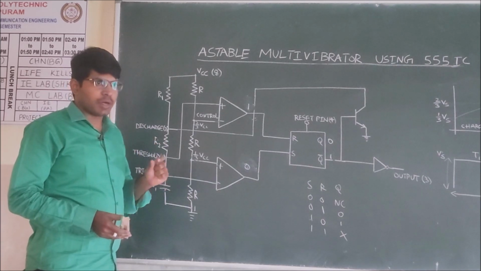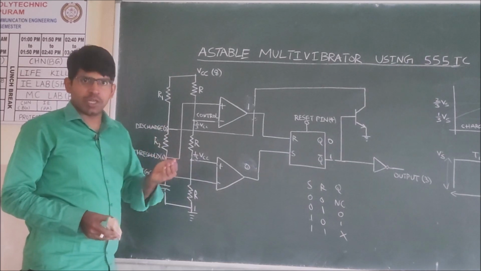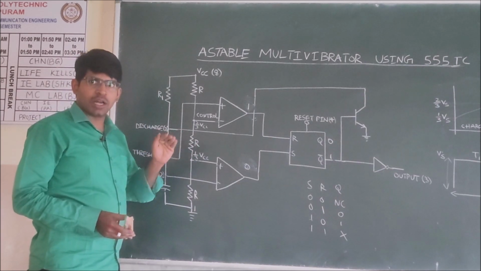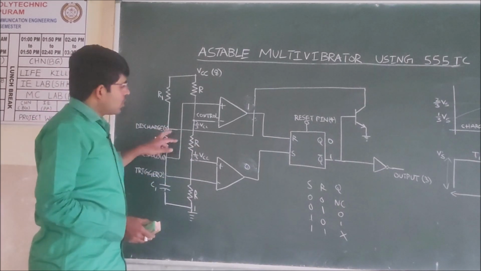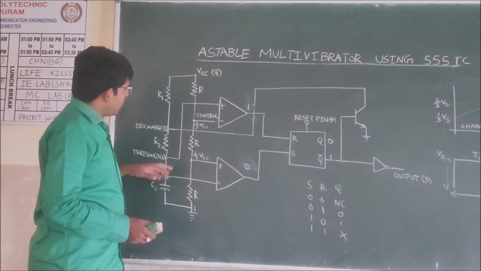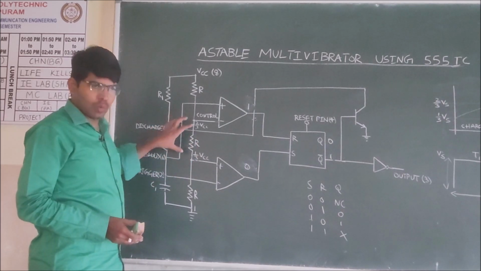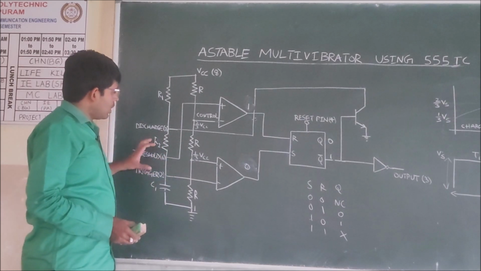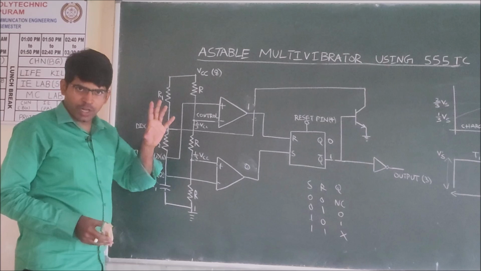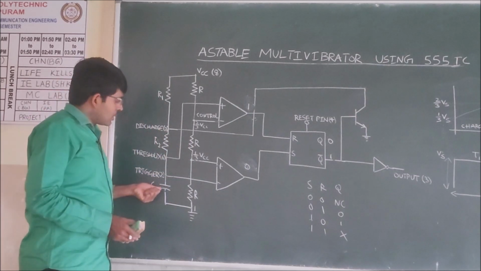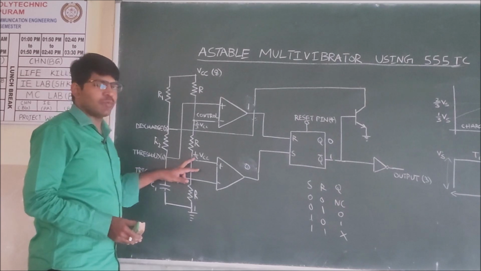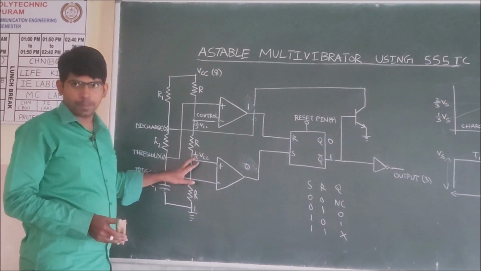In this multivibrator, there is no stable state. The output switches from one state to the other state continuously. Here you observe, we have connected the circuit like this. In this circuit, initially we are assuming that the voltage across the capacitor is less than VCC by 3.